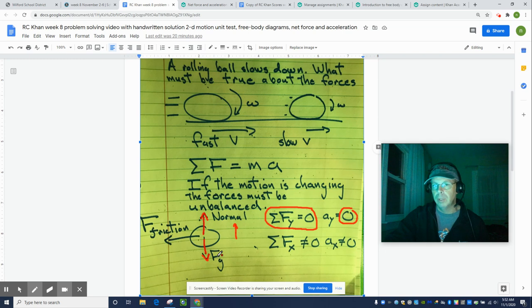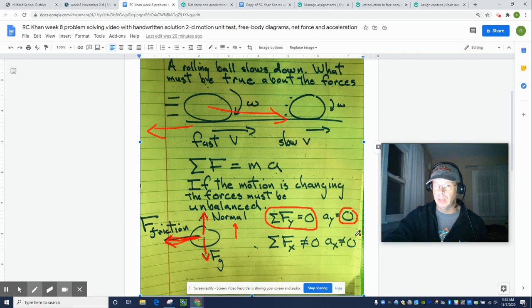We are in vertical static equilibrium, but there is only one horizontal force. So as this ball moves to the right, there is a backwards force of friction. You don't include velocity in free body diagrams. You only include forces. So there is one horizontal force acting here, friction.